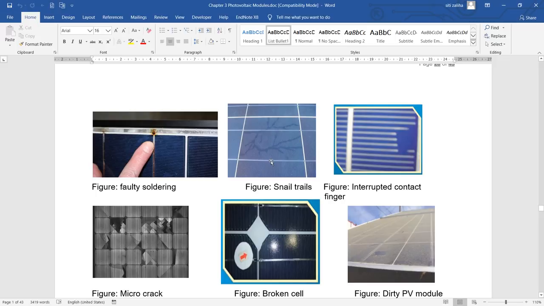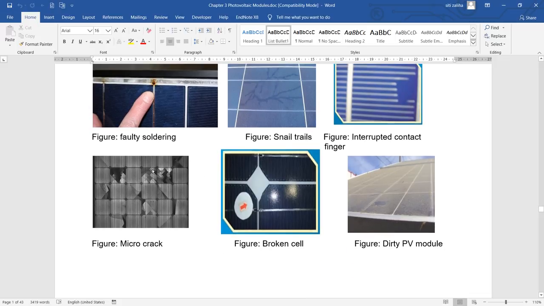So how do we know whether this snail trail will affect the performance of the module? We can make several tests, for example thermal imaging to see the condition of the PV module, or electroluminescence or IV test. The test is similar to that for the micro crack condition.